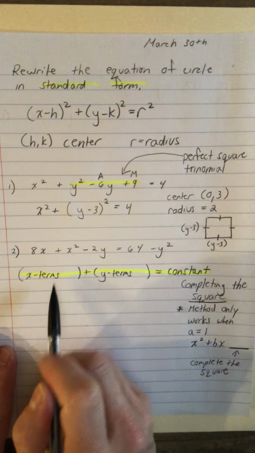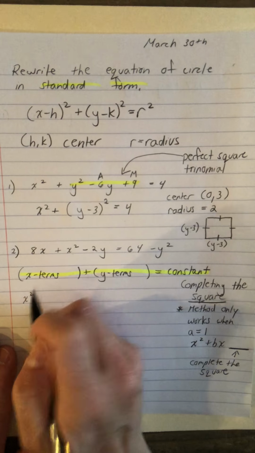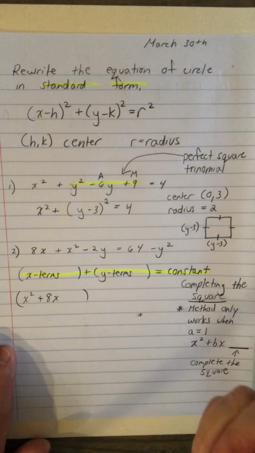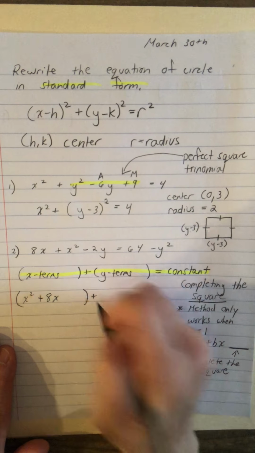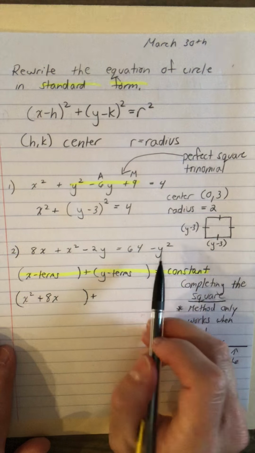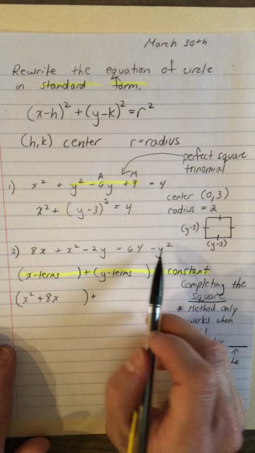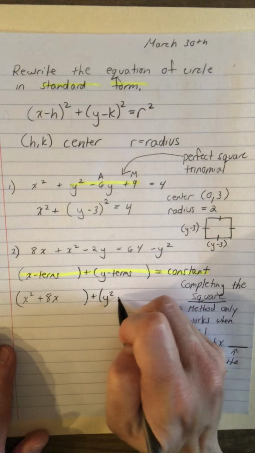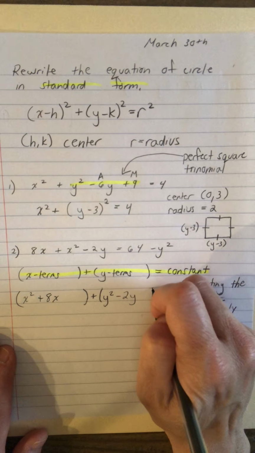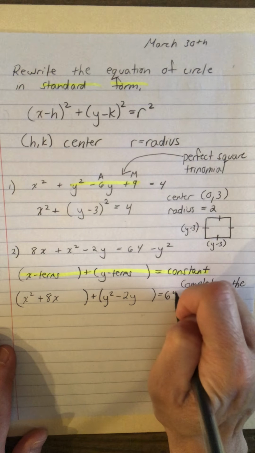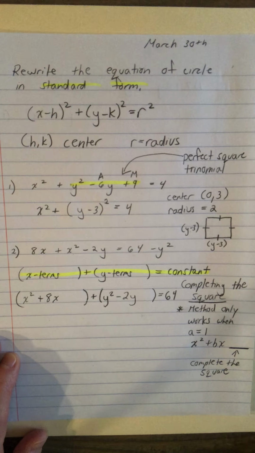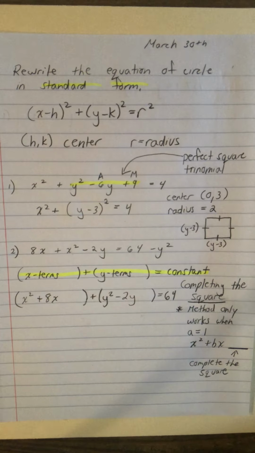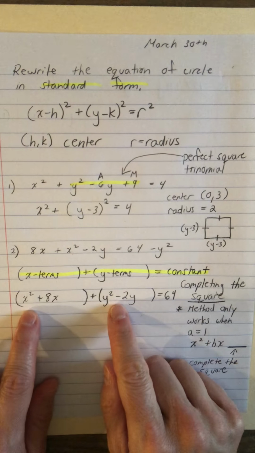So in this example, I want x squared to be first, and then a positive 8x to be second, and I'm going to put it in parentheses. Plus, I want my y term. I'm going to move this negative y term to the other side. If I add it to the other side, it becomes positive, and then I have my minus 2y. On the other side is going to be that constant, which is that 64. So I rewrote it where I have my x terms plus my y terms equals my constant. That's what I wrote right here.